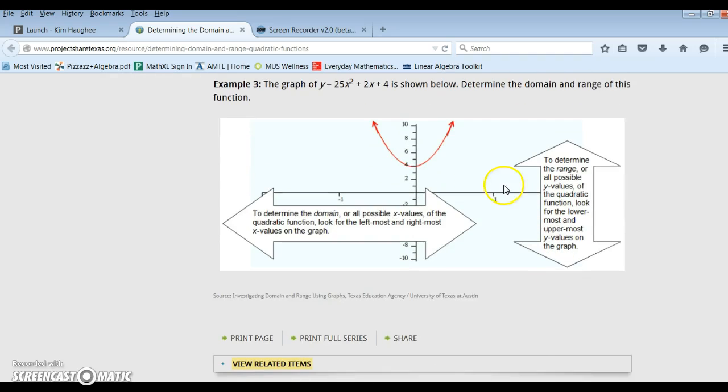Third example, we have a parabola opening up. Once again, the x values are going forever to the left and forever to the right, so the domain is from negative infinity to positive infinity. The range values, well, the lowest this time is at positive 4, so that'll be our lowest y value, and then it's going forever up to positive infinity. We would say this is from y is greater than or equal to 4.